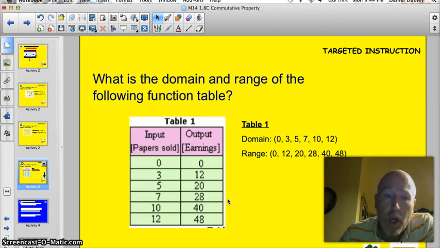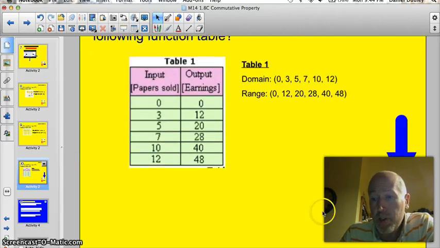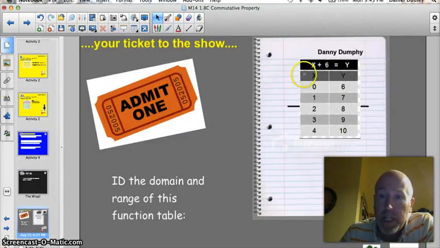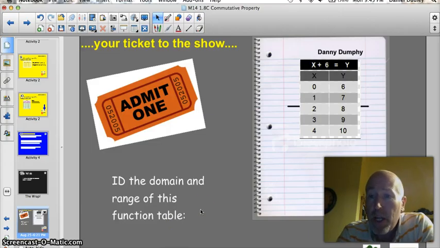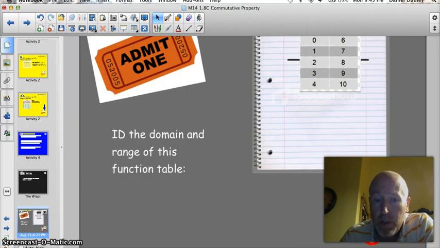Hope that helps. All right, here's your ticket to the show for tomorrow. Please take a look at this function table right up here and identify the domain and the range. It's just one question, so identify them and make sure you label them so I know you understand what the difference is. All right, let's get to the JFF and see what we got going.